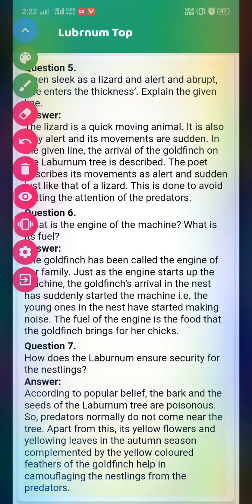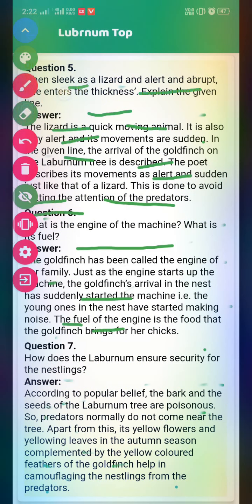Next, that is question number 5. Then sleek as a lizard, alert and abrupt, she enters the thick neck. Explain the given line.